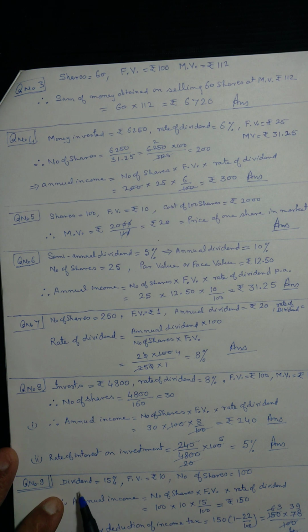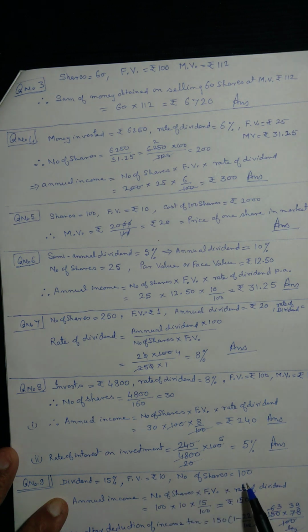Question number 9. Dividend is given 15%, face value is rupees 10, number of shares is equal to 100. Therefore, the annual income is equal to the number of shares into face value into rate of dividend. That is 100 into 10 into 15 by 100, that is equal to rupees 150.